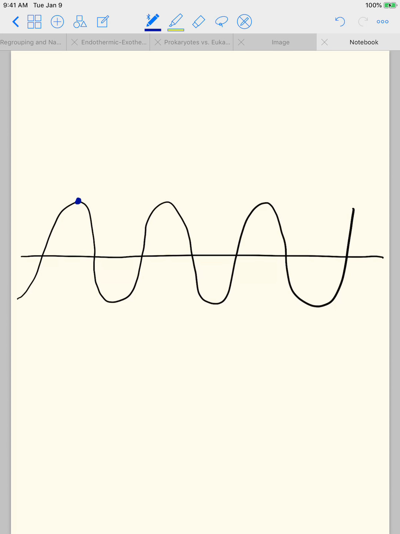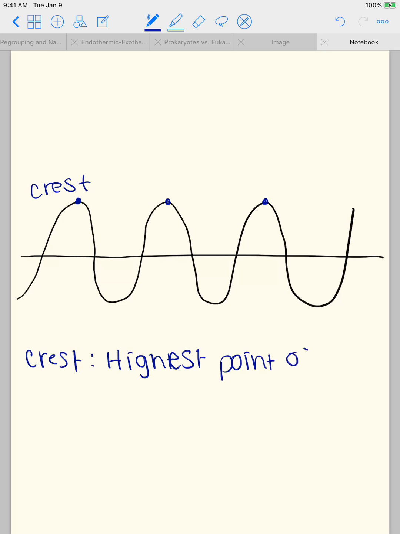one part is your crest, and your crest is the highest point of your wave. So we've got a crest, could be labeled here, or here, or here. So again, your crest is the highest point of a wave.